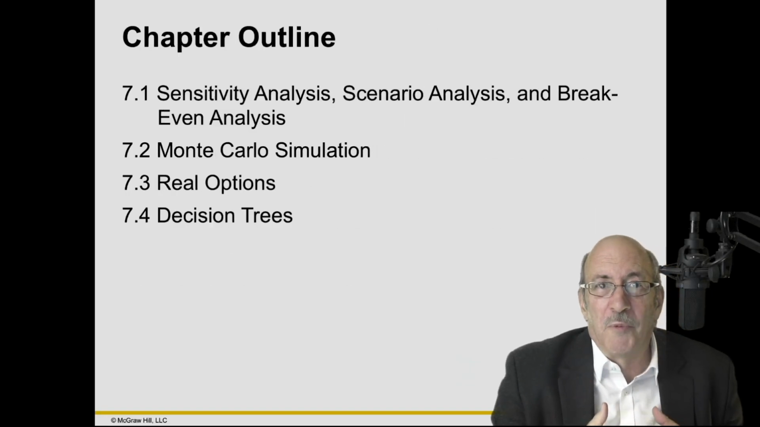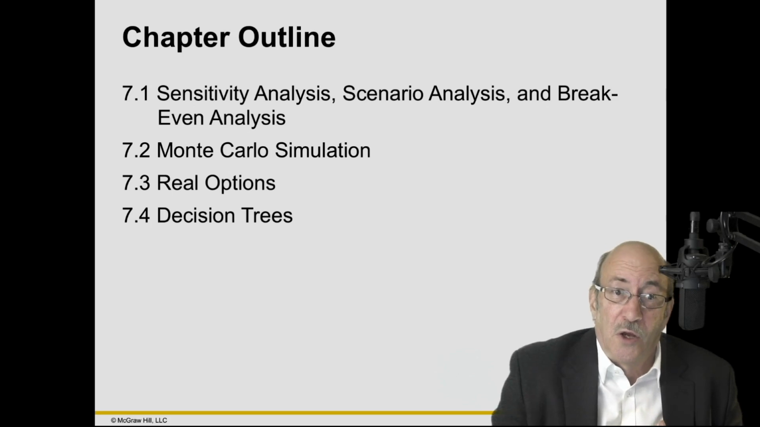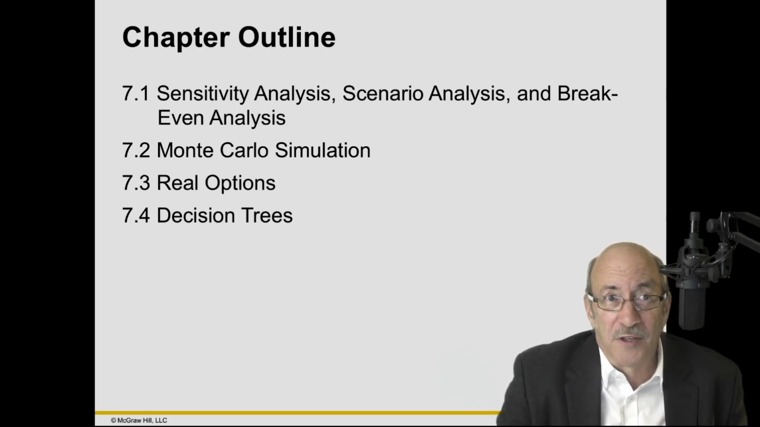This chapter, I'm only asking you to read the first two sections, chapter 7.1 and 7.2. Real options and decision trees are very useful, but this class is only a semester long. Real options we could spend an entire semester on.